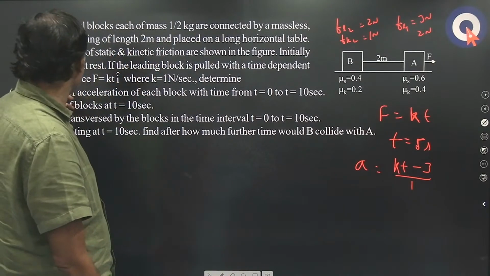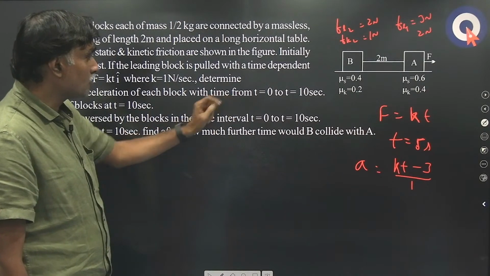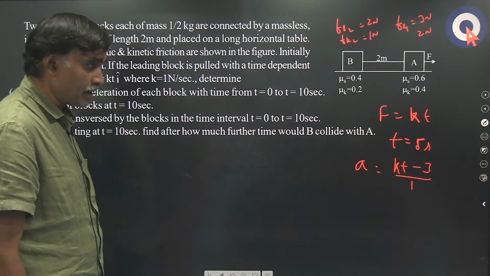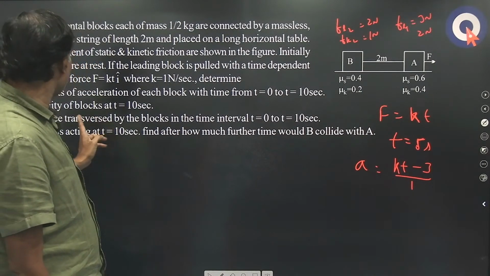So what is the first bit? The plots of acceleration of each block with time from t equal to 0 to t equal to 10 seconds, they are asking. Okay. So at 10 seconds, what have they done?